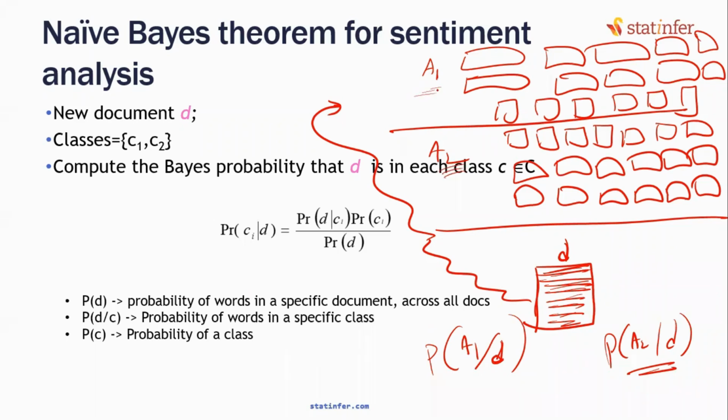If there's a 90% chance that A1 has produced it and only a 10% chance that A2 has produced it, then I would say this is a positive review. Otherwise, I'll say negative review. Given document D, whether it is coming from class 1 or class 2, that is this Bayes theorem.